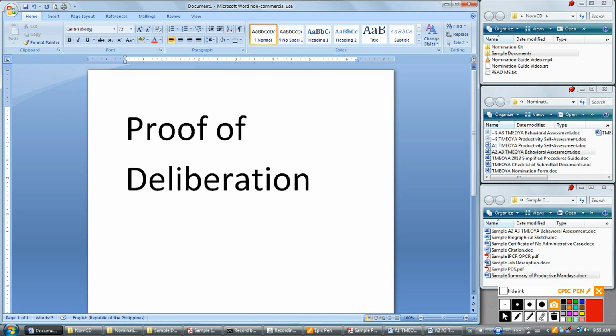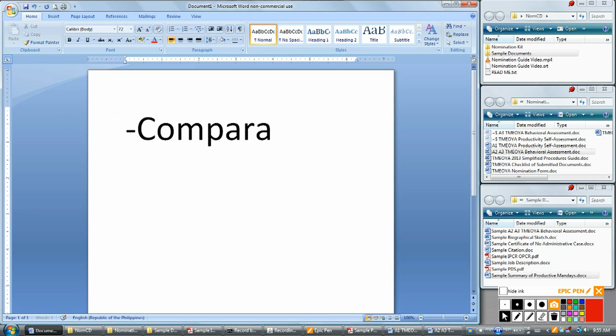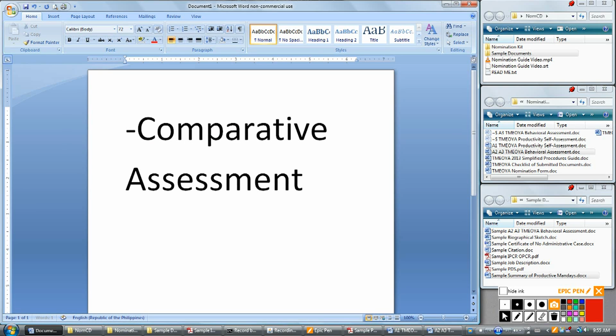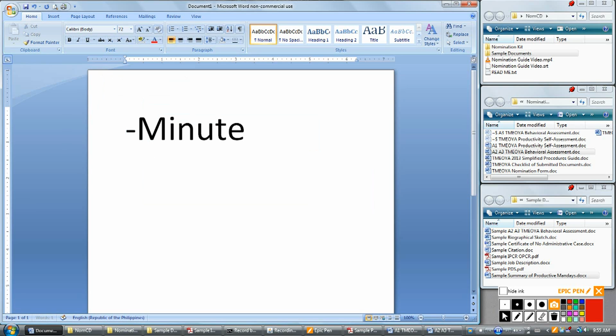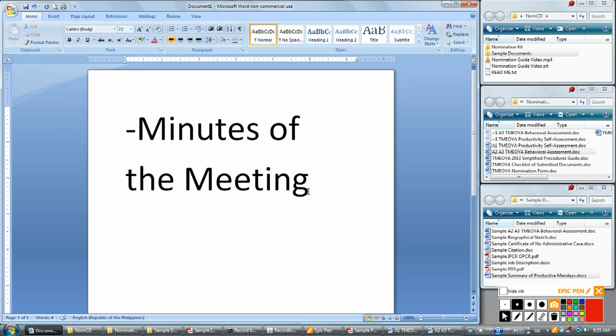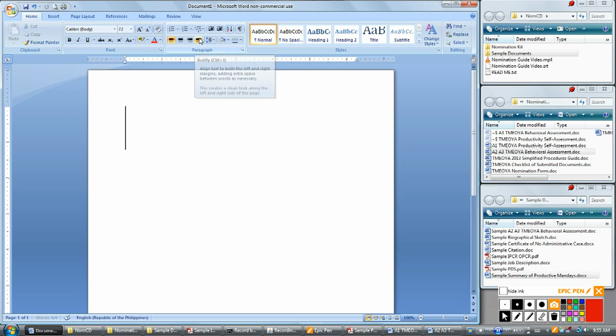by the chairperson or office head. It may be in a form of comparative assessment, minutes of the meeting, clarification of how or why the nominee was chosen, or a certificate of sole candidacy if applicable.